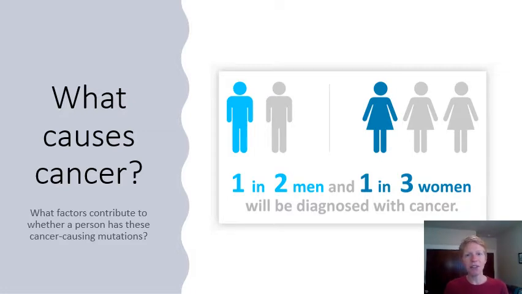So consider what you've learned. What factors contribute to whether or not somebody has these cancer-causing mutations? And I want to emphasize it takes multiple mutations for a cell to become cancerous. Usually a single mutation won't do it, but it will increase a person's risk of getting cancer because then if they get another mutation, it has an additive effect.